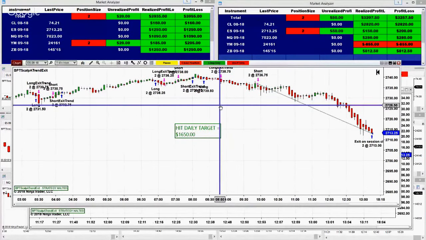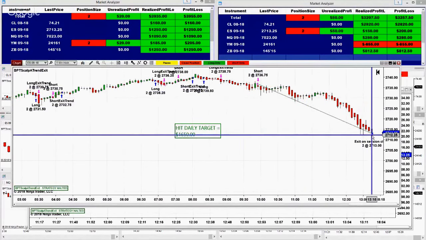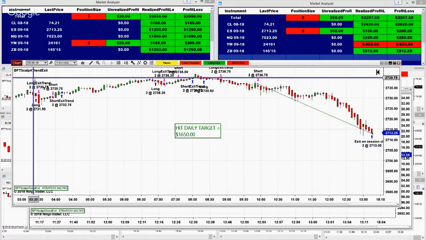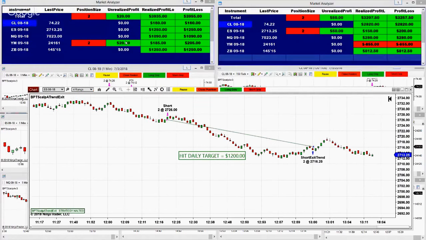5 minutes ES 1650, beautiful when this market is trending, because tomorrow is 4th of July, and I'm not going to be sitting behind the computer on 4th of July, so this is a really good principle. And 1650, this is not bad.